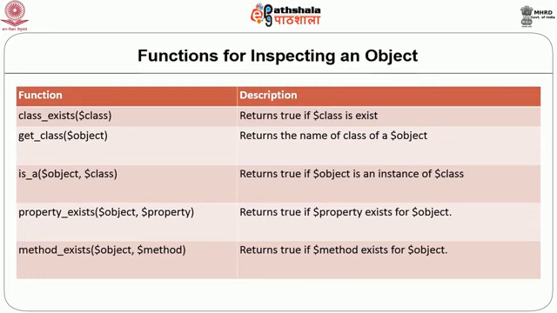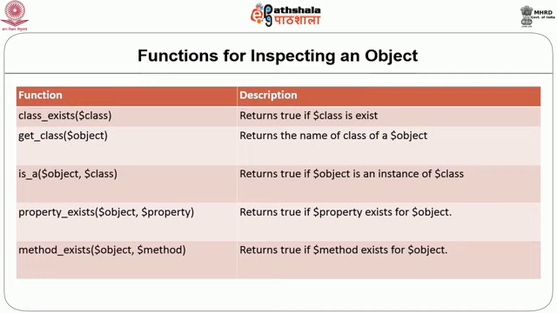You can see these functions. class_exists, where you provide a class, returns true if the class exists. get_class returns the name of the class of an object. is_a checks whether the object belongs to a particular class or not. property_exists returns true if the object has a particular property, and the same for method_exists.